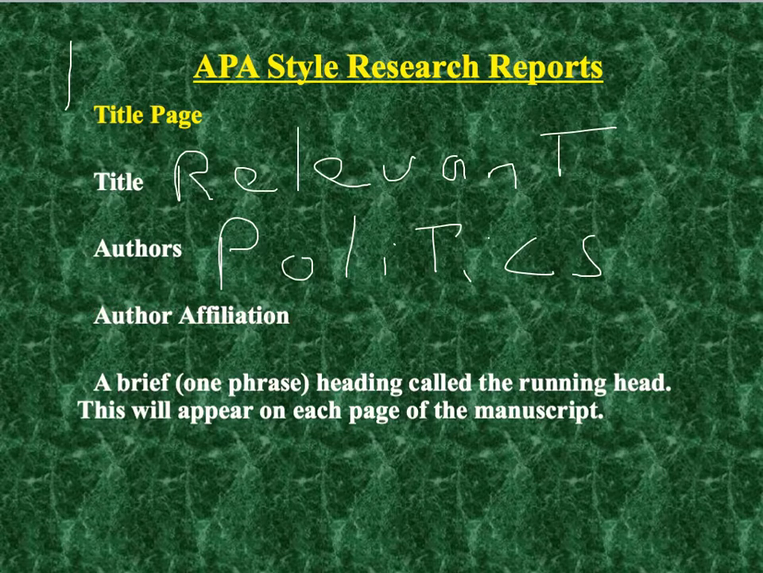Okay, then we have also an author affiliation. It's important that you list, for ethical reasons, your institutional affiliation. Many of the Denison students would put down Denison University. Sometimes what happens is a given author will have more than one author affiliation.